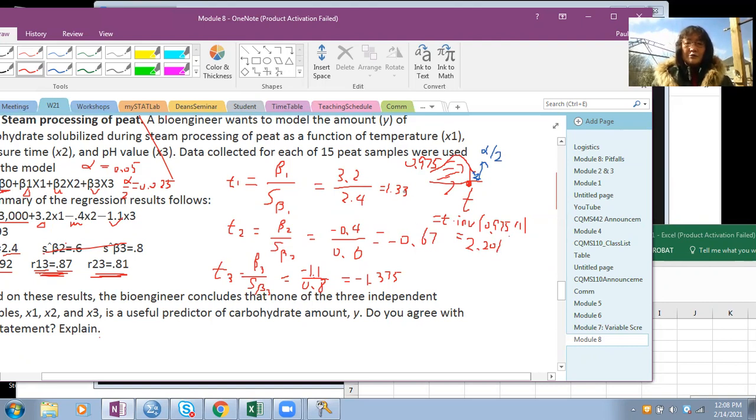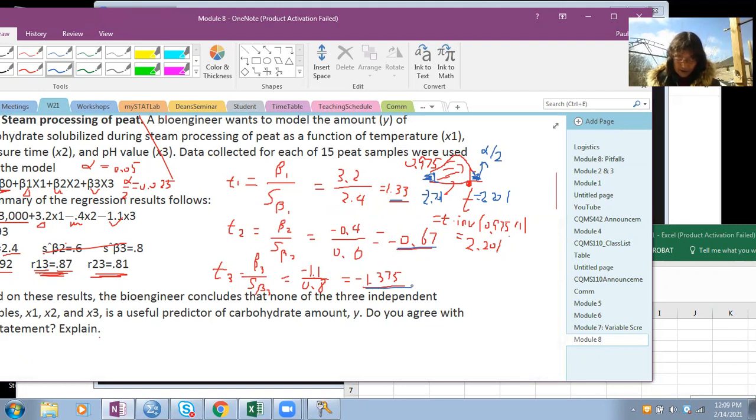And now compare the critical value with your test statistic. All of these are not in the rejection region. Remember what the rejection region is? The critical value decides the rejection region. So this is the rejection region, and this is the rejection region. This point is 2.201, and this point is negative 2.201. Okay, so none of these test statistics are in the rejection region. So all these three variables are not significant. Okay, all x1, x2, x3 are not significant.